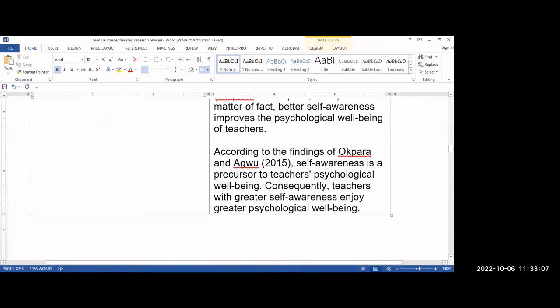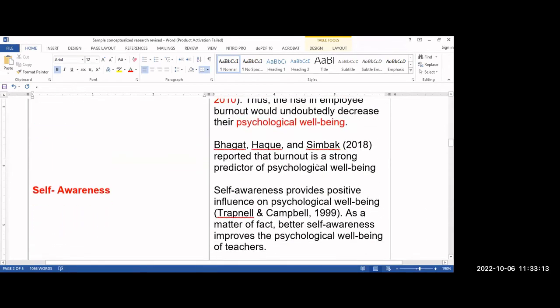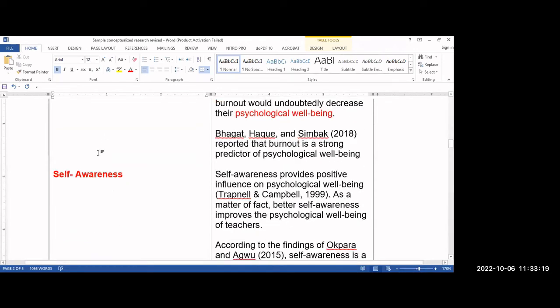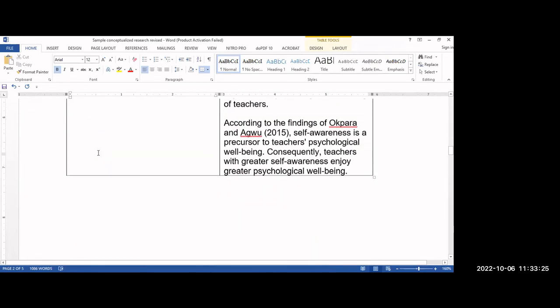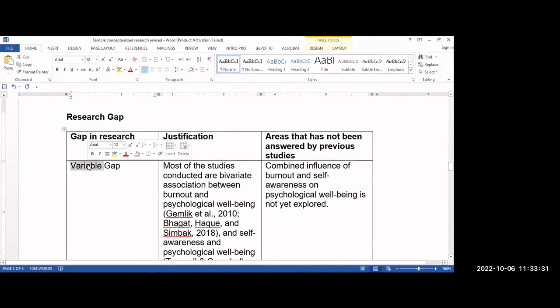another study about the relationship between self-awareness and psychological well-being. So meaning you have already conducted a literature review that these two variables, burnout and self-awareness, are important predictors of psychological well-being. Then another, we have the research gap. Okay, so there are many ways to establish the gap of the study. It can be variable gap, like based on the inventory, kasi makatulong yung factors influencing the problem because that's an inventory of study conducted already to explain psychological well-being.